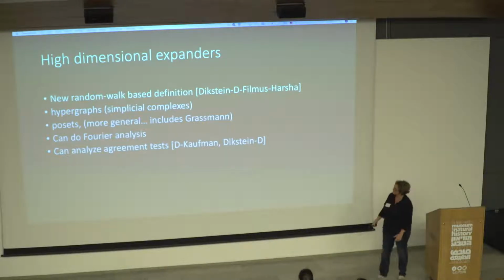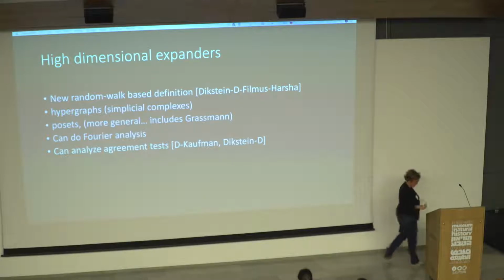For example, you can do Fourier analysis. Like we have functions over the Boolean hypercube, you can decompose them into Fourier levels. You can also do functions over the high-dimensional expander and decompose them according to levels. And this is a nice thing. Also, as was conjectured and later proven, we can actually prove that a high-dimensional expander does support agreement tests. First we proved it with Tali for these Ramanujan complexes, and then some further work with Yotam Dikstein.